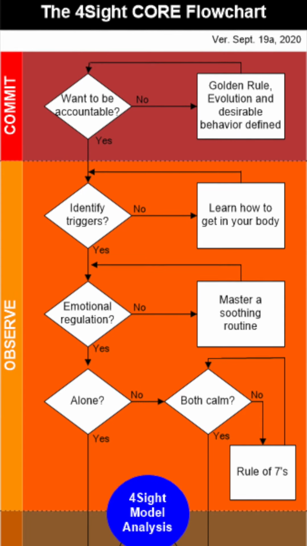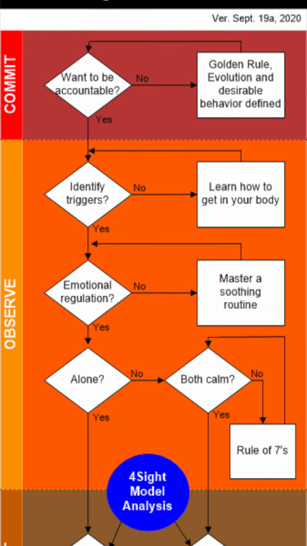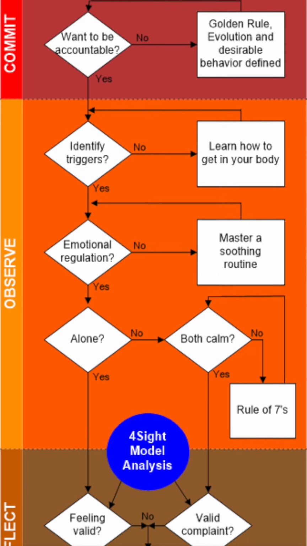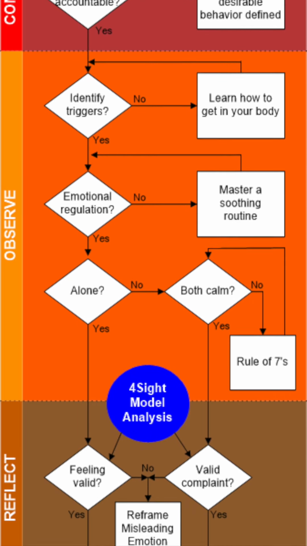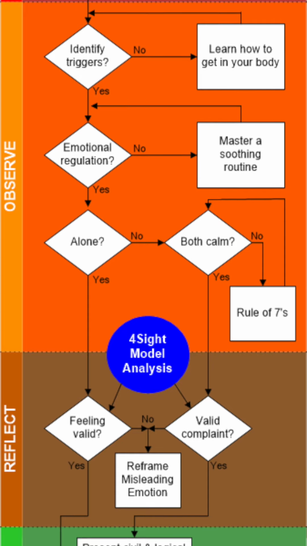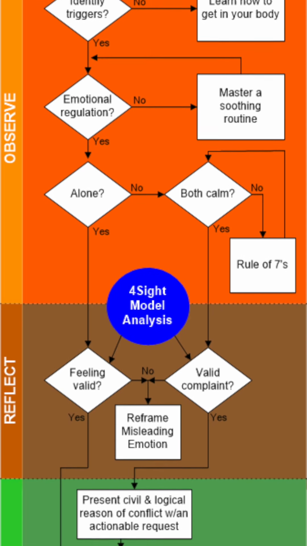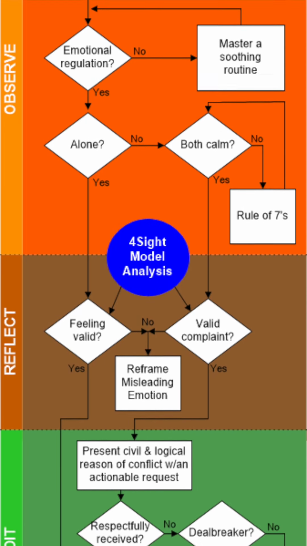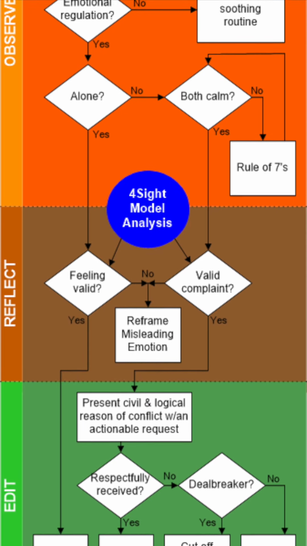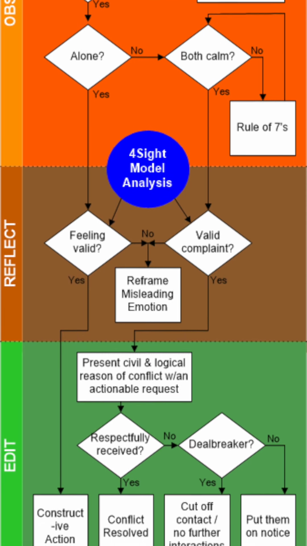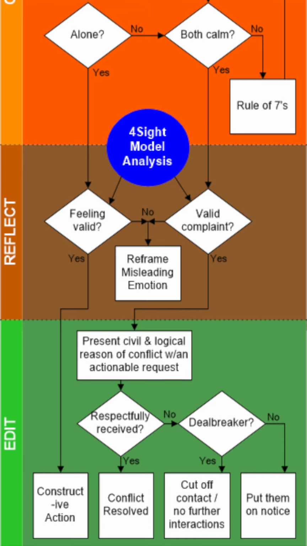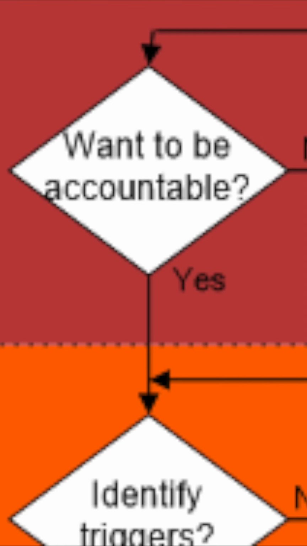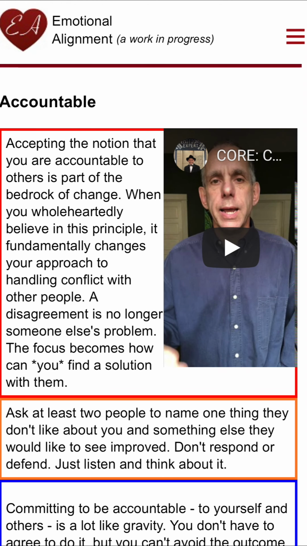CORE is an acronym and it stands for Commit, Observe, Reflect, and Edit. Each represents a different colored section on the flowchart. On the flowchart itself, you can see diamonds and squares. Diamonds are questions that you have to answer, and squares are routines you have to follow or skills that you need to have. In all cases, if you're not sure what to do, you can click on the diamond or the square and they'll bring you to a web page that explains exactly what you need to know.